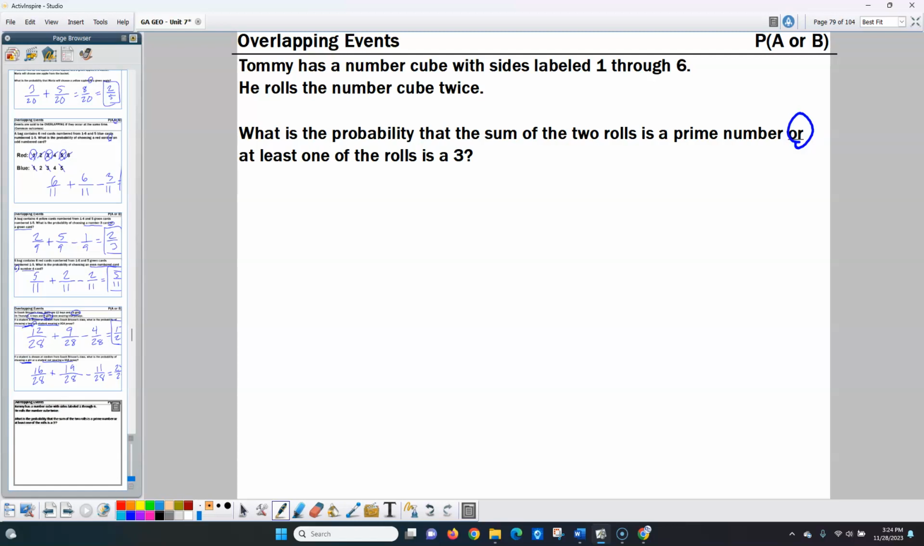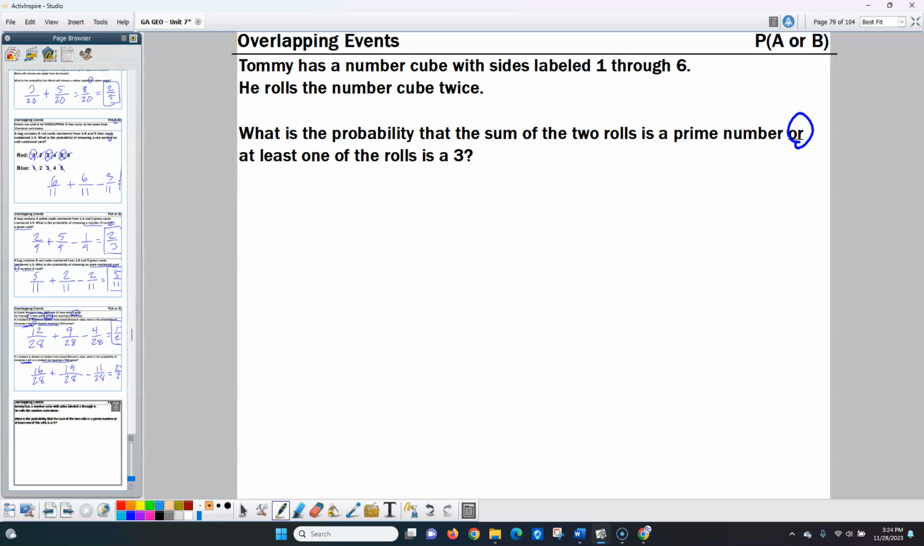So previously we talked about conditional probability and where, hey, at least one of the rolls is a 3. And we wrote all of the ways you could roll 2 number cubes out. And we circled all the 3s and said, hey, let's not write all this every time. Let's just write the ones with a 3. So we're going to do that here in a little bit. What's the probability that the sum of the 2 rolls is a prime number?